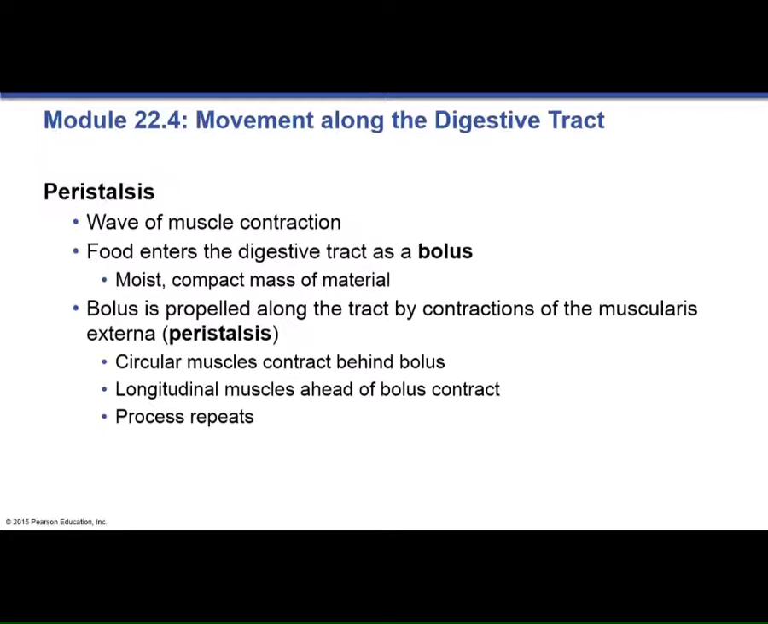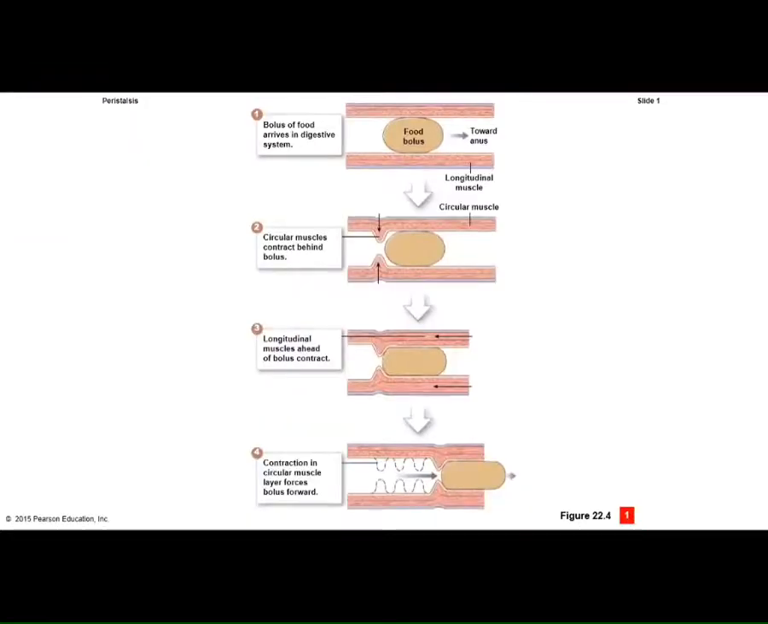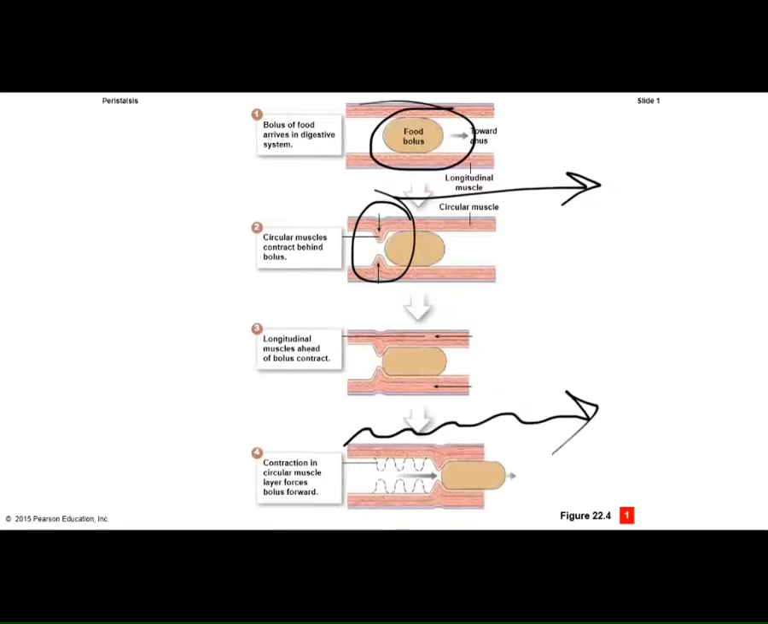Peristalsis, that rhythmic wave, pushing things through. Again, those two layers of muscles are working together to create this rhythmic dance. So you can see that idea here. Here's a bolus of food, a ball of food, and it's traveling. And you can see how the two different layers of muscle will contract and, as a result, do this rhythmic dance, pushing the food, the chyme, through the digestive system.